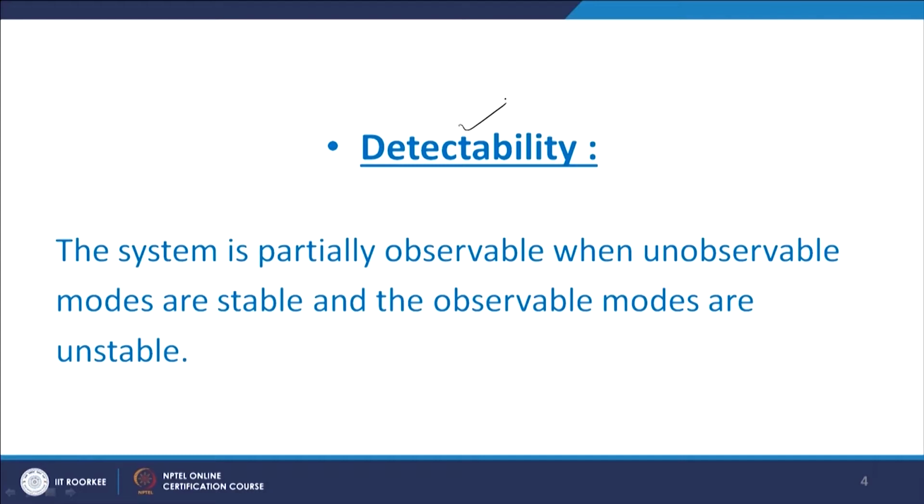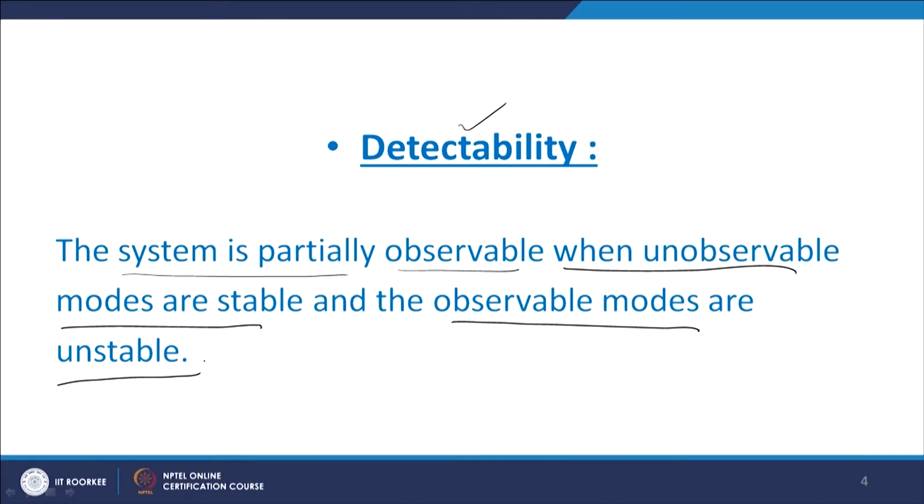This partially observable system is called detectability. How do we define it? The system is partially observable when the unobservable modes are stable and the observable modes are unstable. Now we will see an example. Suppose we write x dot equals Ax plus Bu.